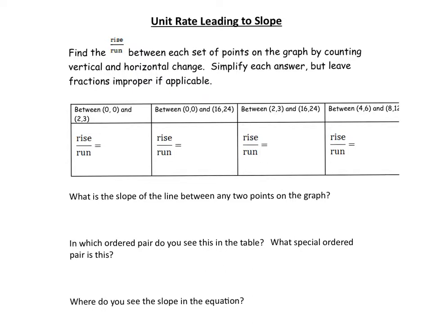So we're first asked to find the rise and run between each set of points on the graph by counting the vertical and horizontal change, and then we simplify. But we need to leave our answers as improper fractions, because if we're comparing two things in a ratio, I can't say that it's 1.5, because that's not comparing a rise over a run. I could say 3 over 2, but 1.5 doesn't help me, okay? Nor could I say 0.6 repeated.